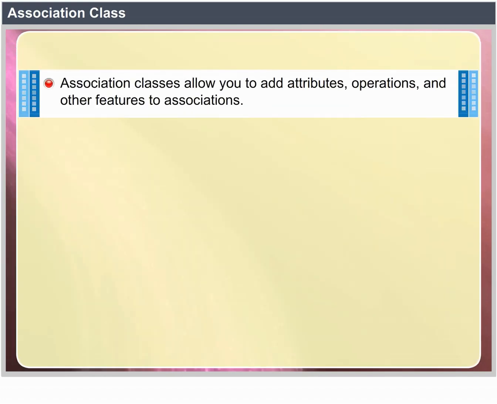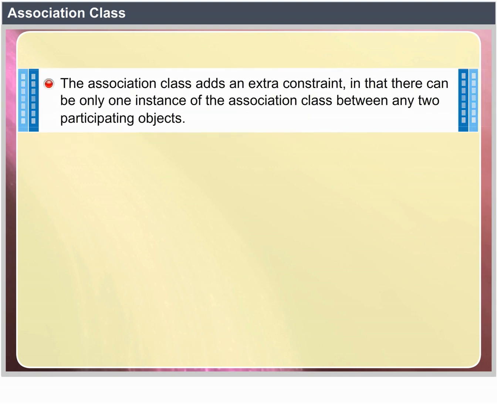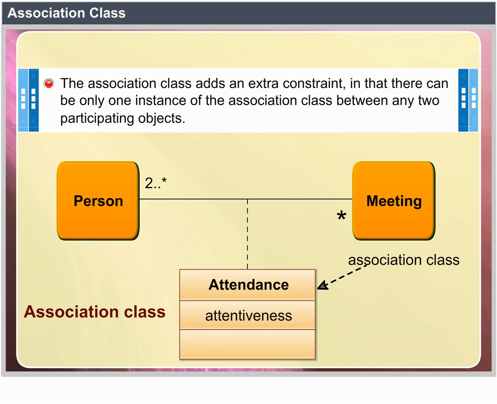Association class. Association classes allow you to add attributes, operations, and other features to associations. The association class adds an extra constraint in that there can be only one instance of the association class between any two participating objects.